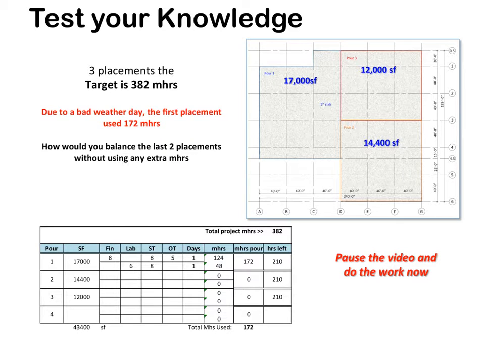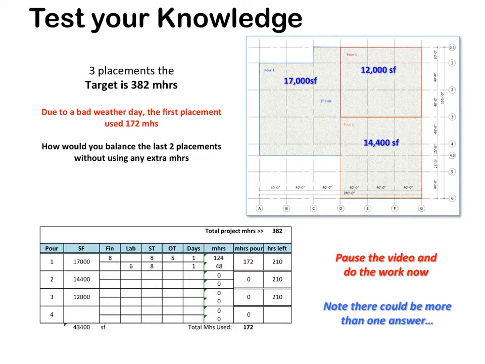Pause the video now and do the work. Note that pour number 1 used 8 finishers, 8 hours of straight time, 5 hours of overtime, that's where they lost it, and the finisher used 6 laborers for 8 hours, a total of 172 man hours. That gave them 210 man hours left. Your job is to figure out pour 2 and pour 3 without using any more than 210 man hours.